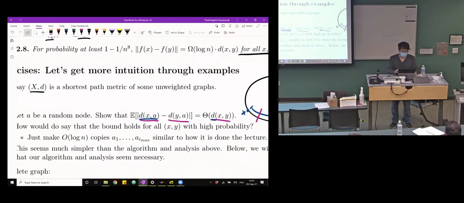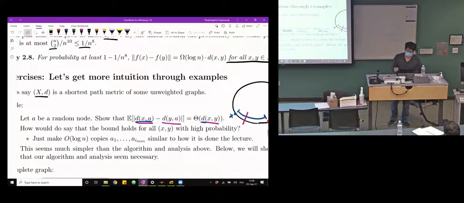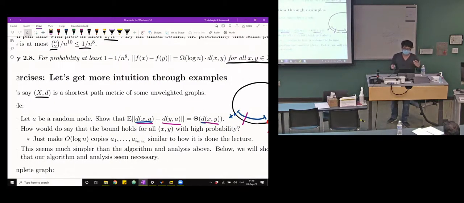And how to make it hold with high probability? You just sample log n random points and look at the sum of them. Using a Chernoff bound, the sum of these log n terms will be close to its expectation with high probability. So this seems very simple, at least in a cycle.